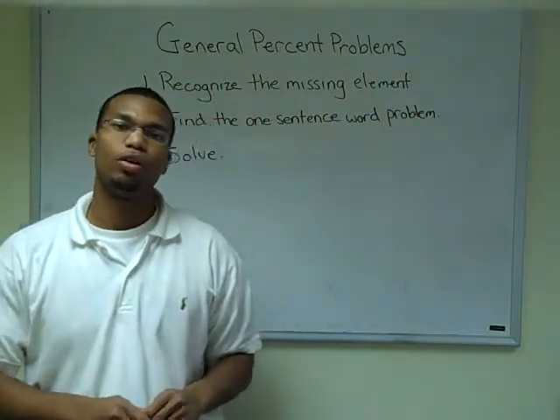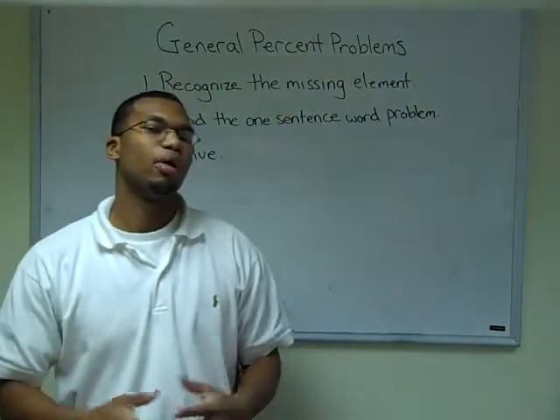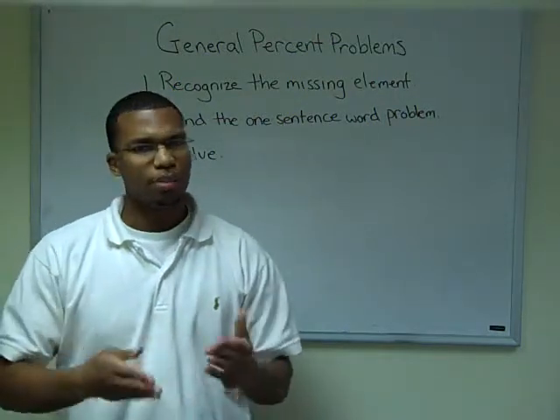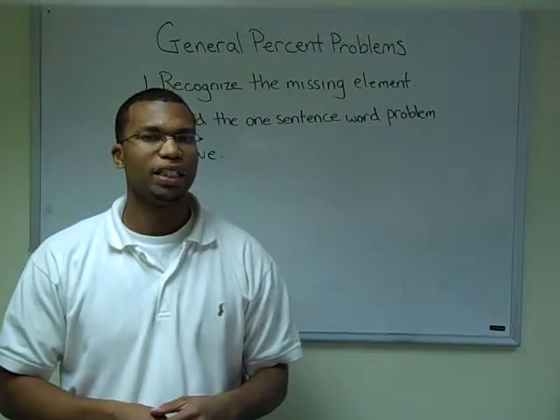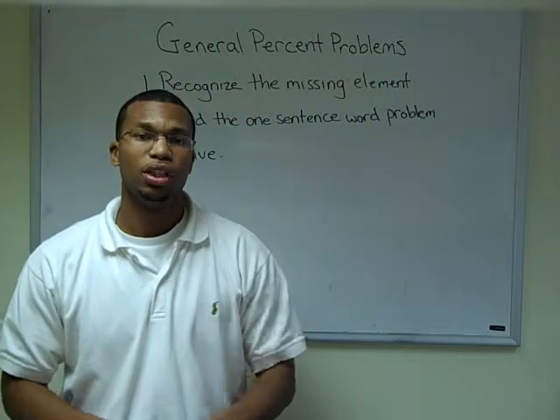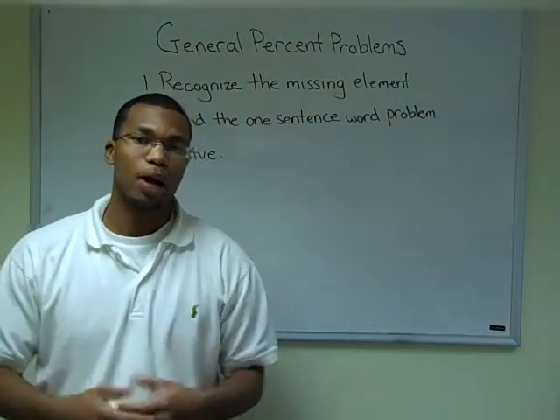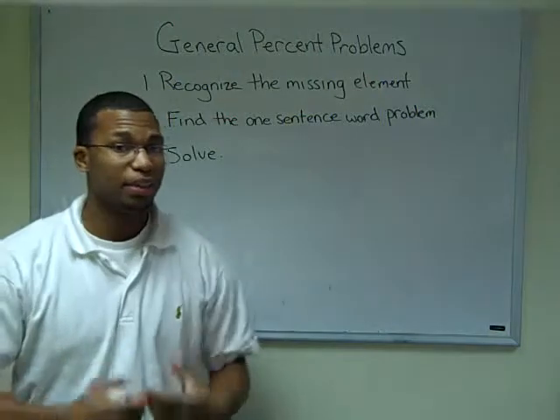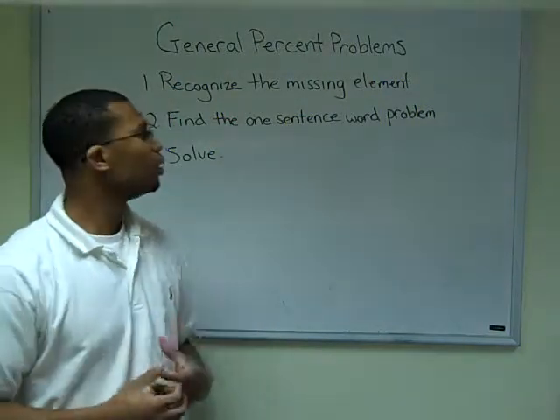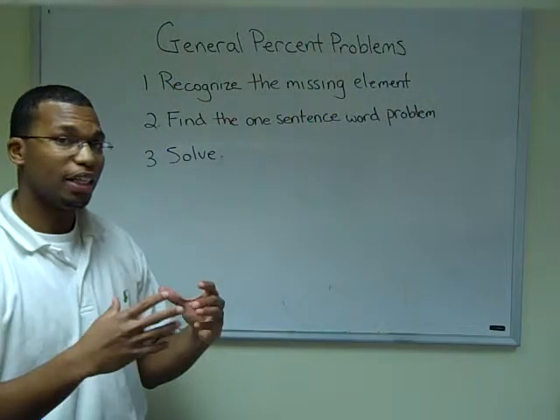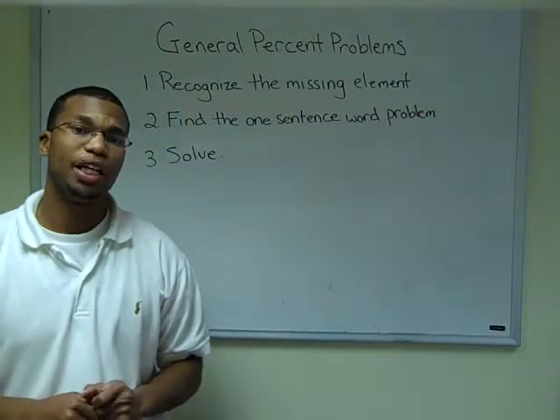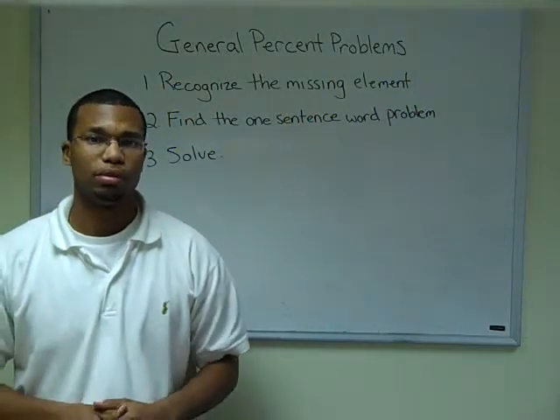Now in this section, we're going to solve general percent problems. In reading a problem, sometimes the one sentence word problem is not as straightforward as it was given in the previous examples. So in solving general percent problems, we're going to first recognize the missing element. Second, we are going to try to figure out the one sentence word problem within the paragraph that's given. And then last, we're going to solve using the cross multiplication or the multiplication principle.